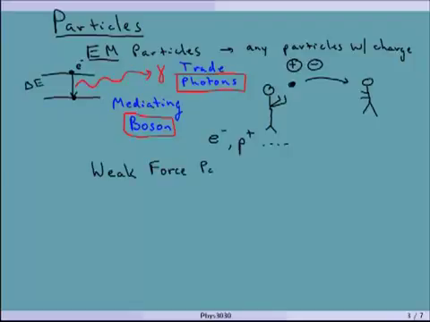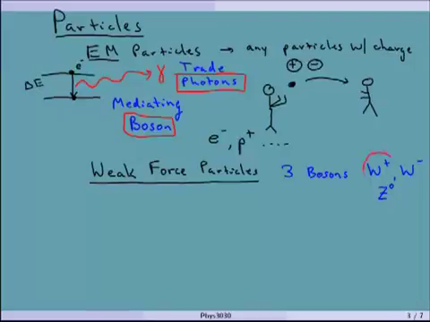Okay, and the weak force particles, there are actually 3 mediating bosons, and they're called the W and Z particles. And there's 3 of them because there's a W plus, a W minus, and a Z naught, which the Z naught has no charge, so it doesn't take part in the electromagnetic interaction, right? But since both of the W's have charge, they both take part in the electromagnetic interaction as well.